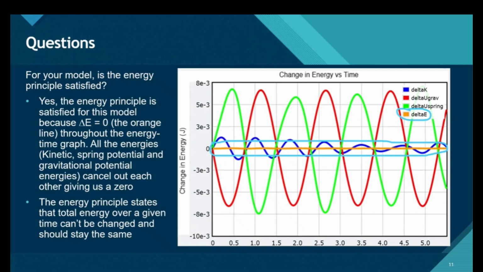And then for questions, for your model, is the energy principle satisfied? Yes, the energy principle is satisfied for the model because E is equal to 0, the orange line. Through the energy time graph, all the energies, kinetic, spring, potential, just all of them cancel out, giving us 0. The energy principle states that total energy over a given time can't be changed and should stay the same as shown here.